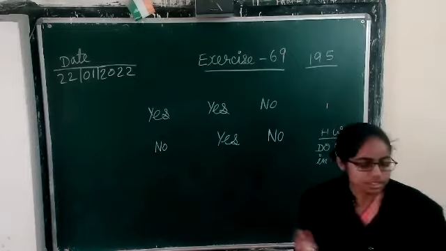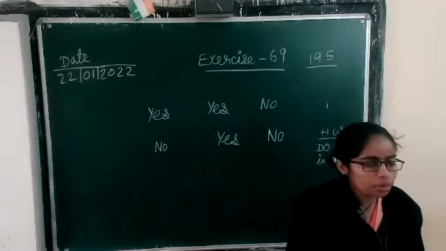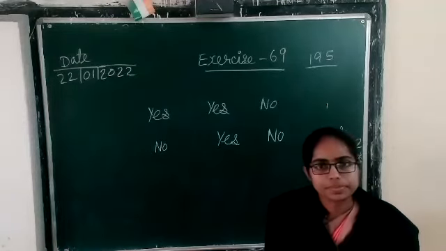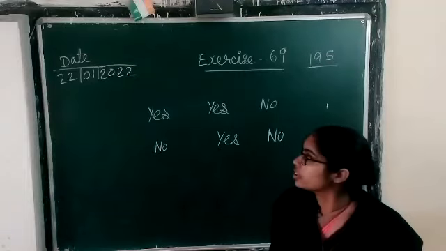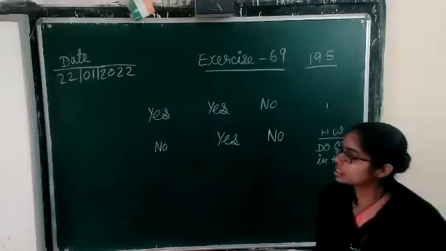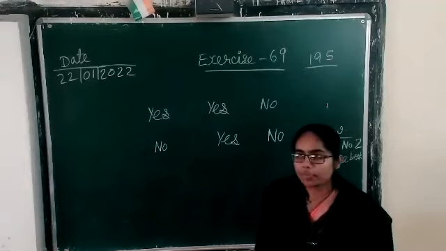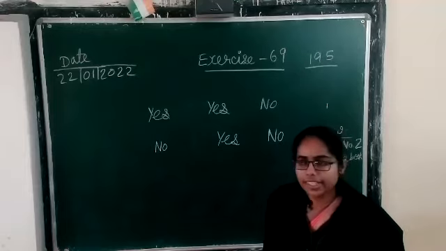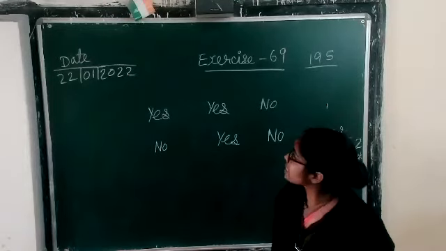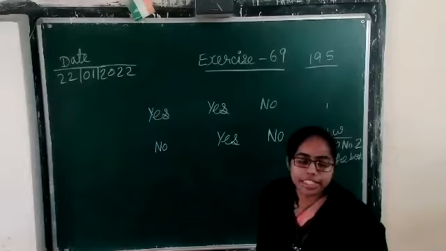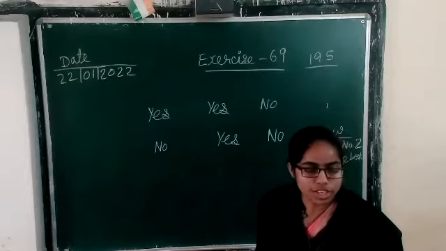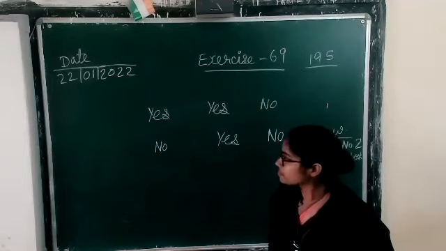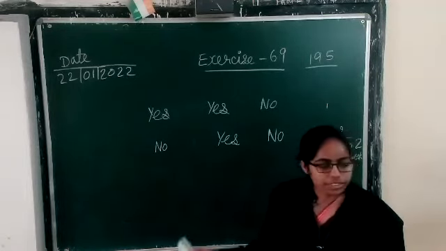Now take your notebook. For question number 3 and 4, we will do in the notebook. Take your notebook, all of you. Write today's date in the notebook. Take the fair copy, and in the fair copy you write exercise 69. Today's date, 22/1/2022. Then you write question number 3.